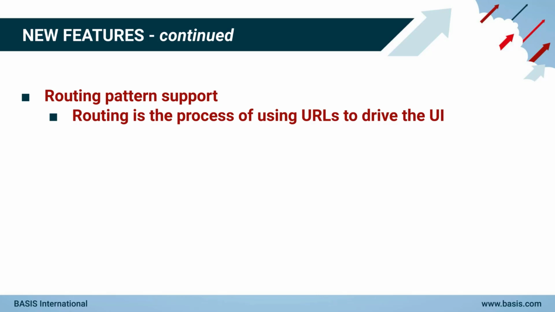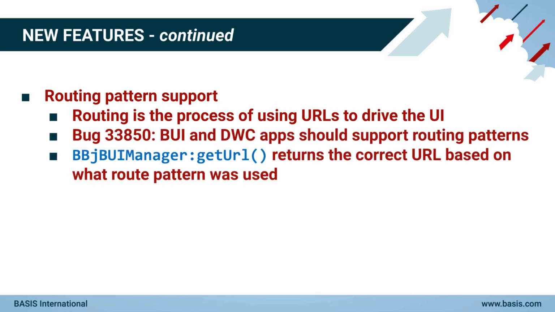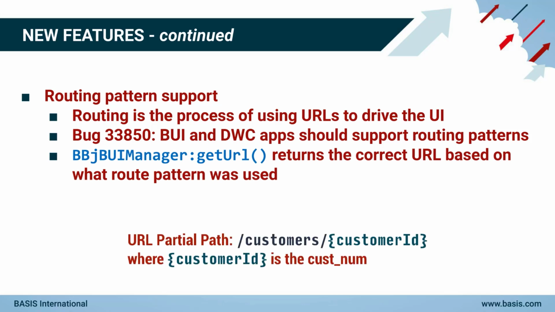Another feature that's new to the DWC is routing pattern support, so we can use URLs to drive the app's user interface. There are several potential use cases for this, and one would be to make a RESTful and user-friendly URL, such as /customers/ and then the customer ID, to access information about a particular customer given their customer number.